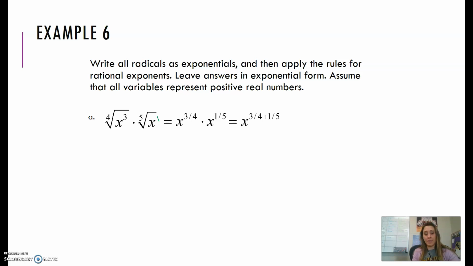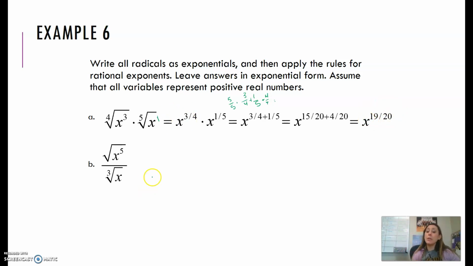Alright, so now we're going to add those exponents together. So we have 3/4 plus 1/5. Well, we have to get a least common denominator, which is going to be 20. So I need to multiply this by 5 over 5, and multiply that one by 4 over 4, and I end up with 15 over 20 plus 4 over 20. Well, 15 plus 4 is 19. That's my final answer. It's fully reduced, it's fully simplified right here. So we're done.